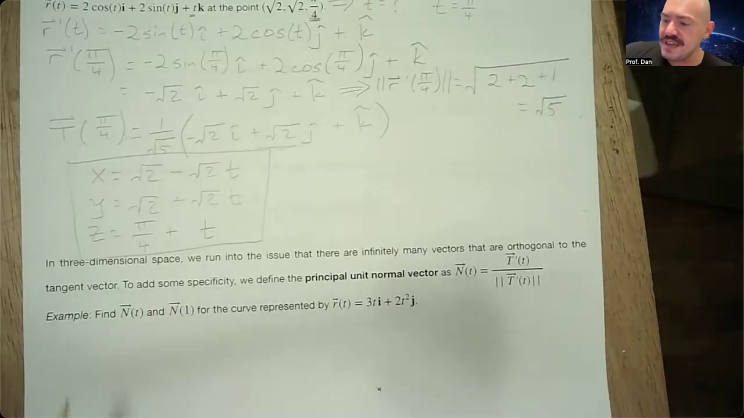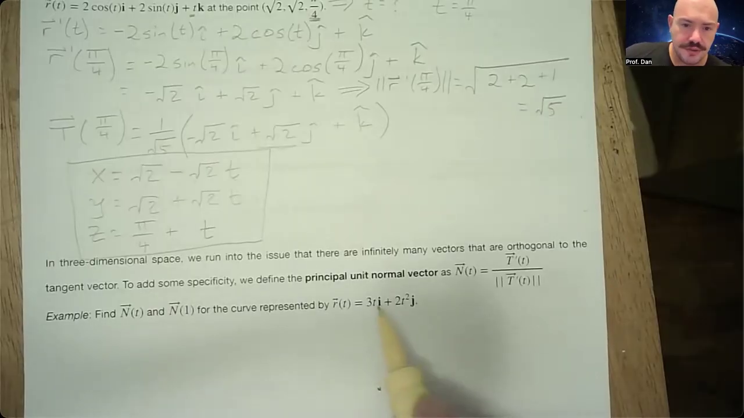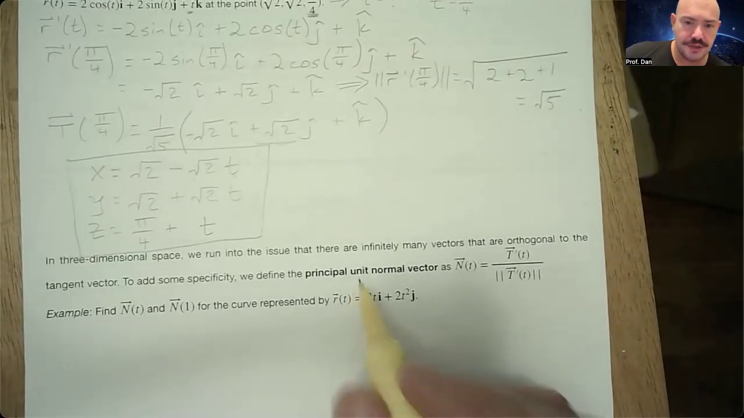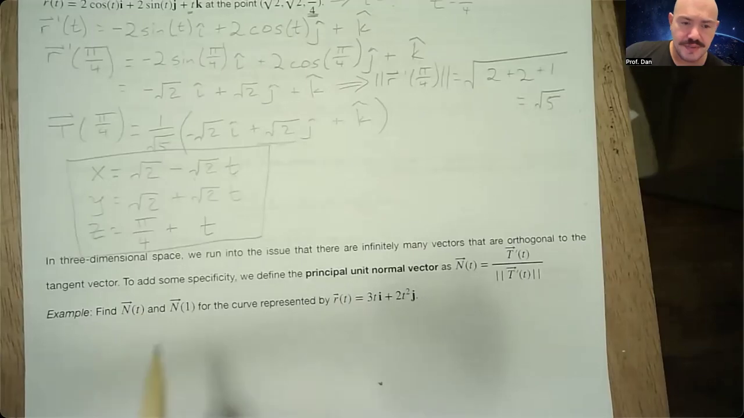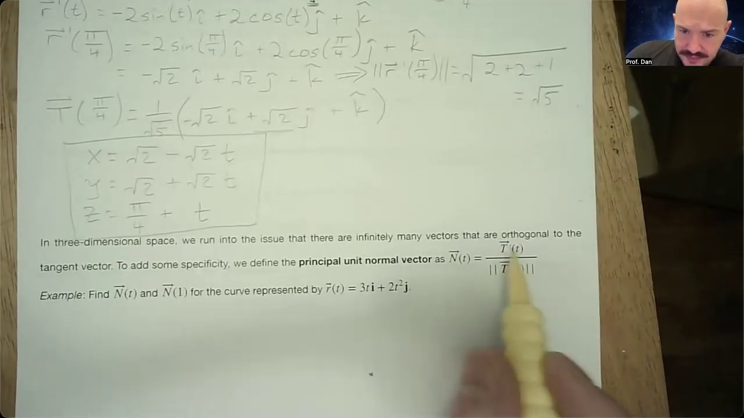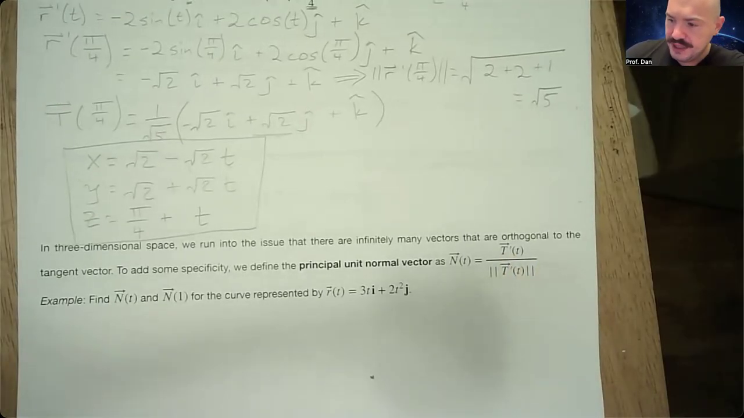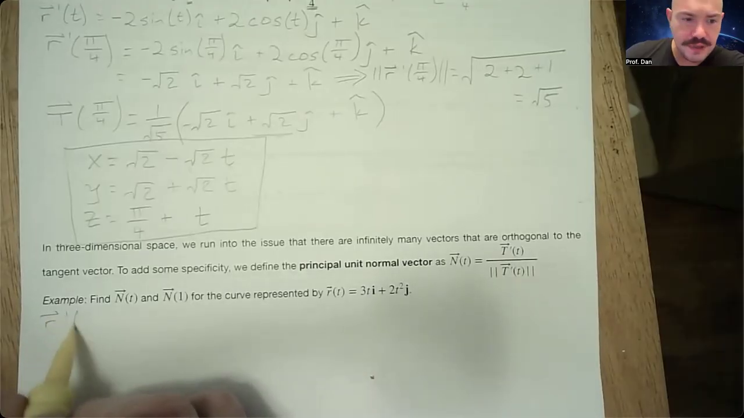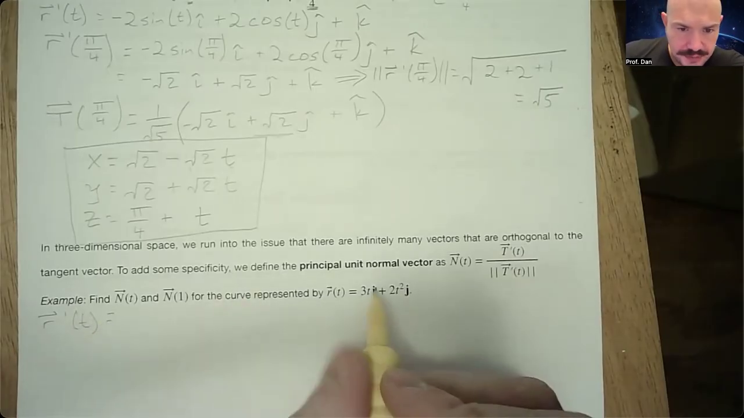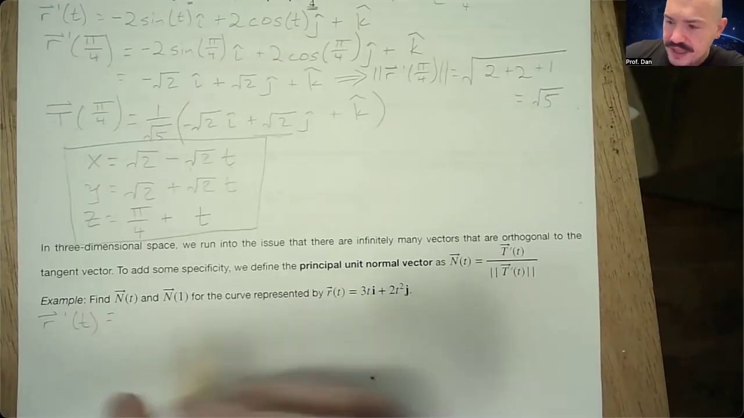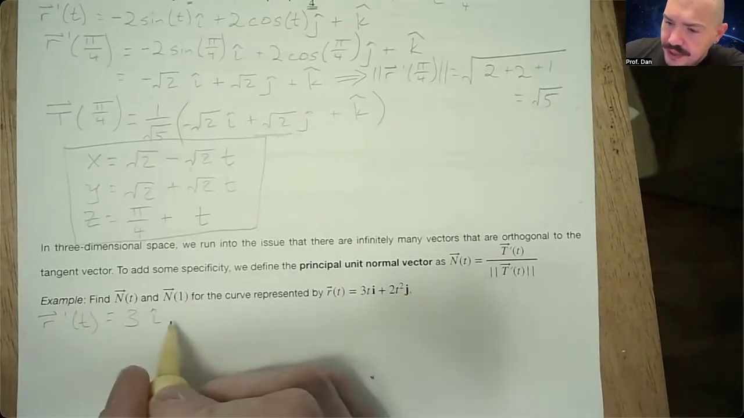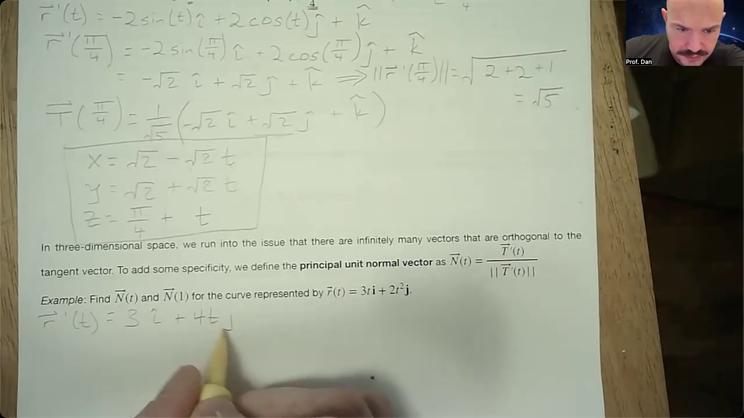All right, so for this next example, we have a two-dimensional vector valued function, and we want to find the principal unit normal vector as a function of t, and specifically when t is equal to 1. So first thing we need to figure out is T of t, which we can get by starting off with the derivative, r prime of t. So r prime of t, we end up taking these derivatives. Derivative of 3t is just 3, so 3i. Derivative of 2t squared is 4t, so 4tj.